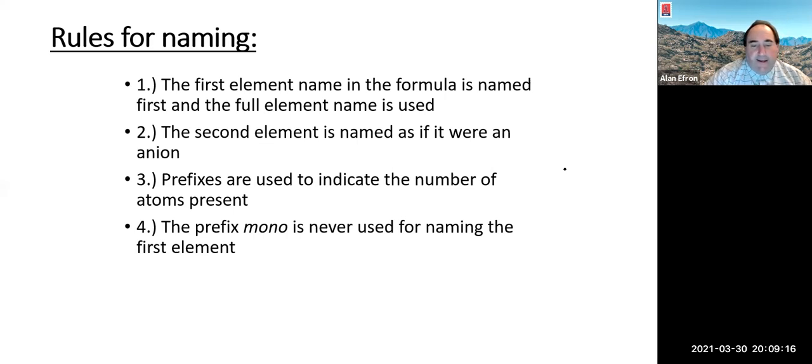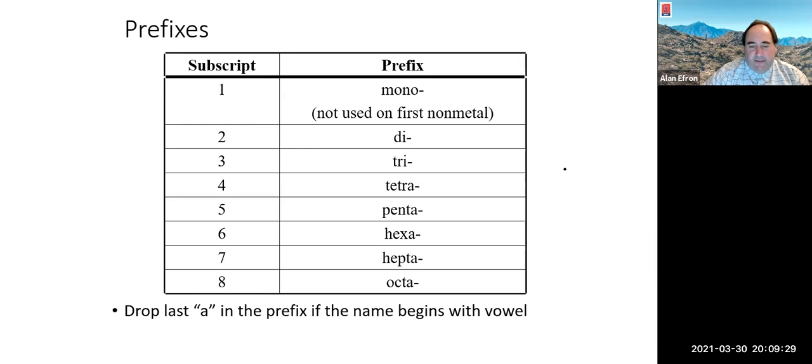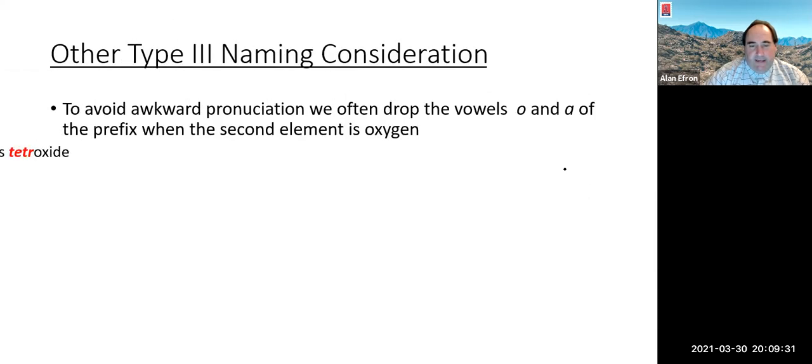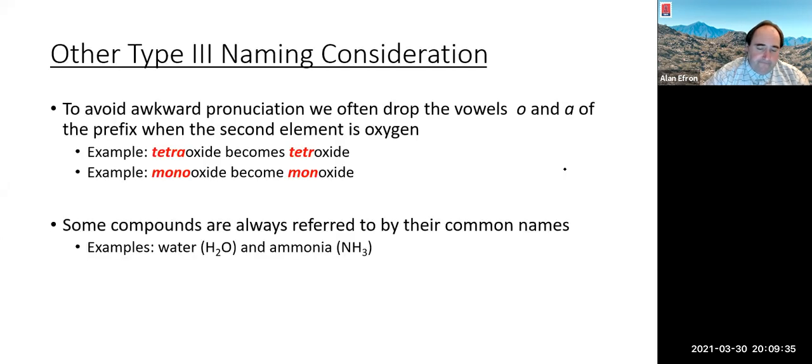And again, prefixes basically indicate how many atoms are present of that particular element. And here's again a prettier picture of our prefix table than what I wrote. And here's a couple of those considerations again. Here's one where we get the A and the O that backs up from tetra and oxygen. So we get rid of the A. And again, that O goes away as well.